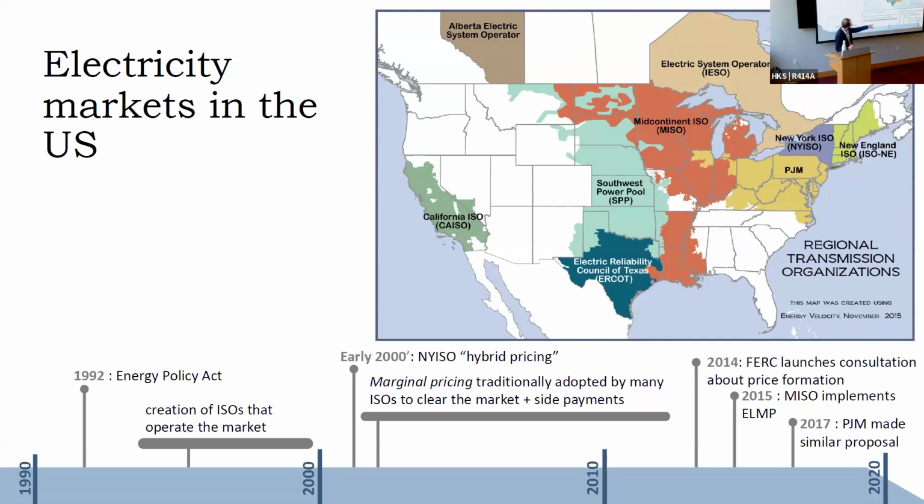Now, in particular, if you look at the last 10 years, this issue has still been discussed a lot. In 2014, the regulator, the FERC, launched a consultation about price formation in electricity markets. And that consultation was followed by some proposals of reform by some ISOs, such as MISO or PJM. So three things to remember from this slide. All these markets that I've colored here face the problem that we have seen on the first slides. The way they're addressing this problem is heterogeneous between these different regions. And there are still ongoing discussions on how we should, in the end, tackle this problem.